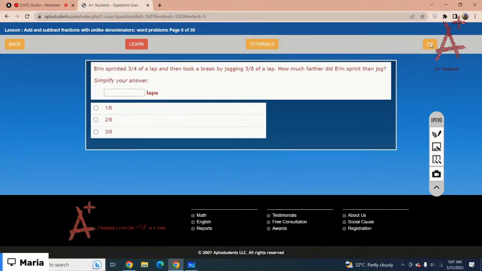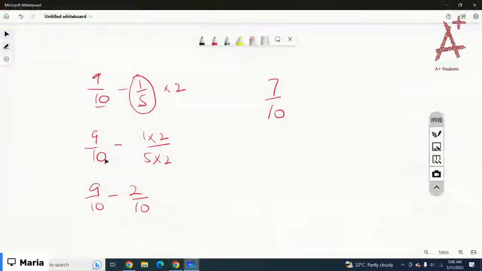Okay, let's just move on to the next question. Okay, the next one is Aaron sprinted 3/4 of a lap and then took a break of jogging 3/8 of a lap. How much farther did Aaron sprint than jog? So you have sprinted 3/4 and jogging 3/8. So how much farther did Aaron sprint than the jog? So you have to subtract the jogging out of the sprinted. Got it? So you have to do 3/4 minus 3/8.